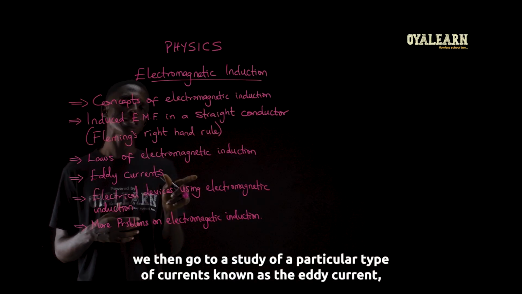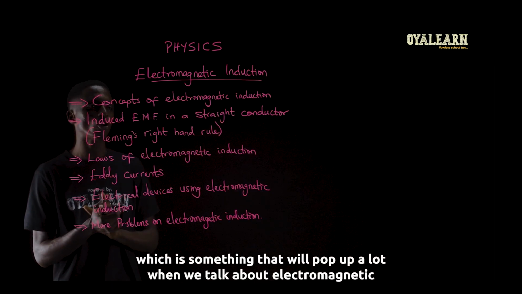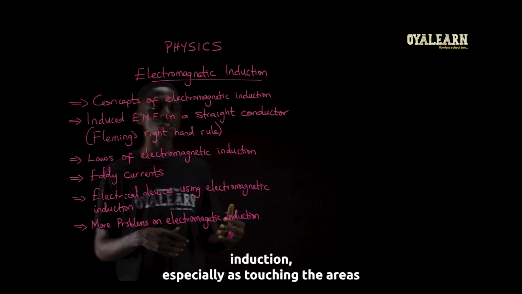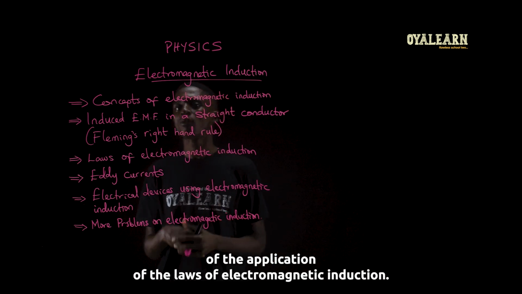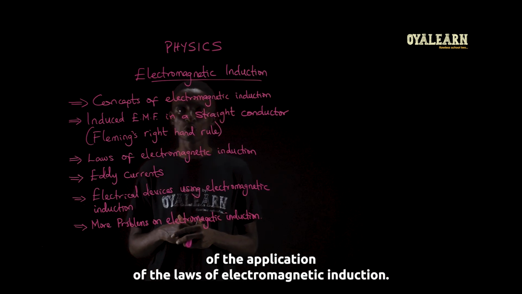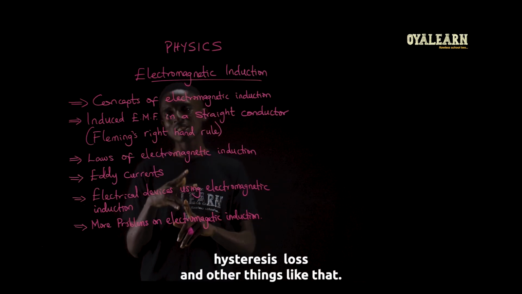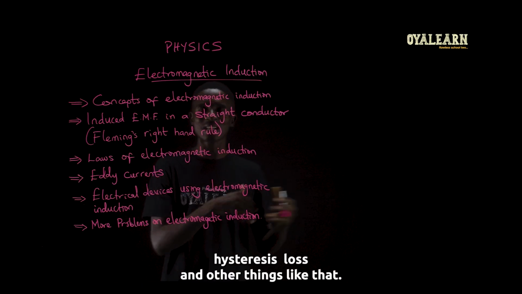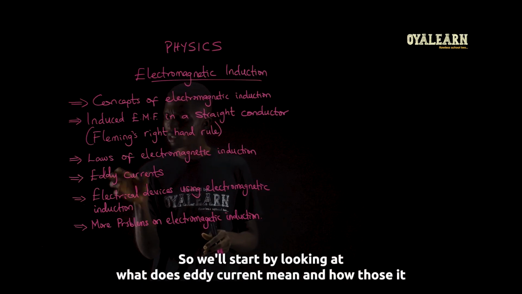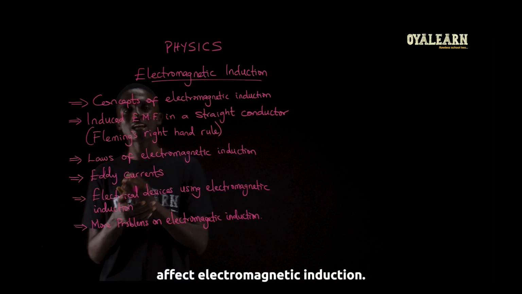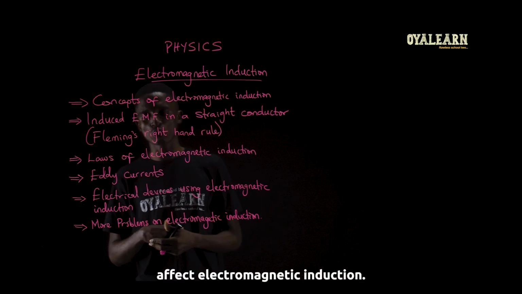After that, we then go to a study of a particular type of current known as the eddy current, which is something that will pop up a lot when we talk about electromagnetic induction, especially as touching the areas of the application of the laws of electromagnetic induction. There are some things we have to look at there, such as eddy current, hysteresis laws, and other things like that. So we'll start by looking at what eddy current means and how it affects electromagnetic induction.